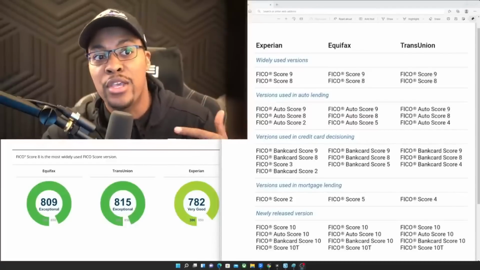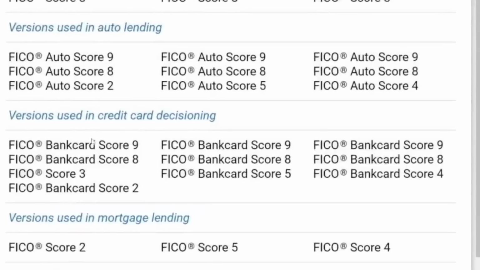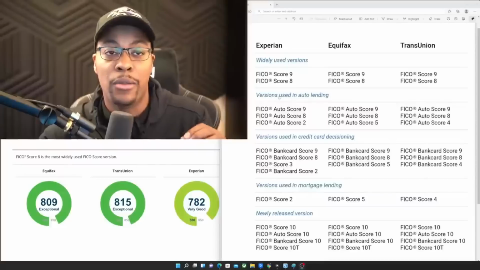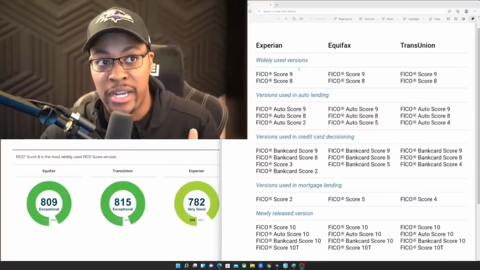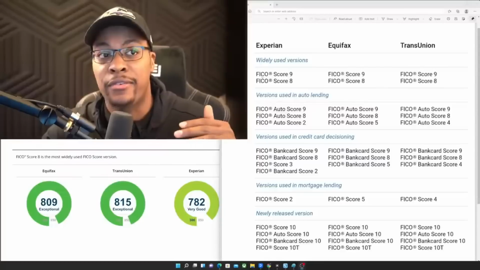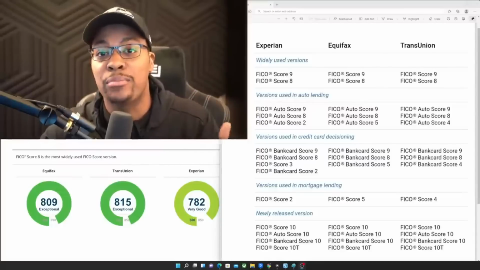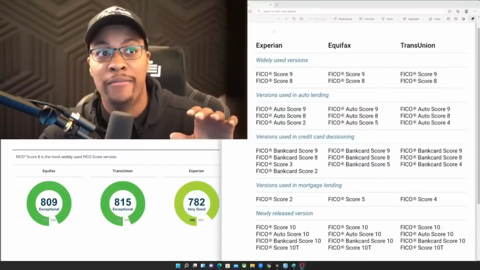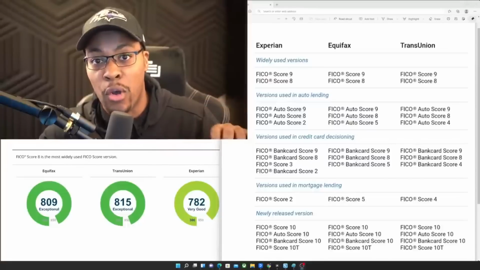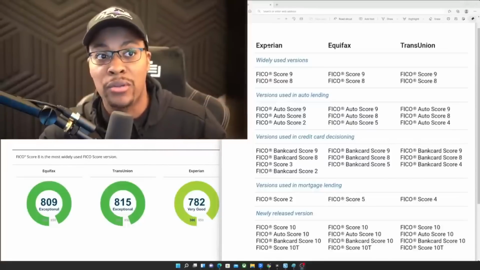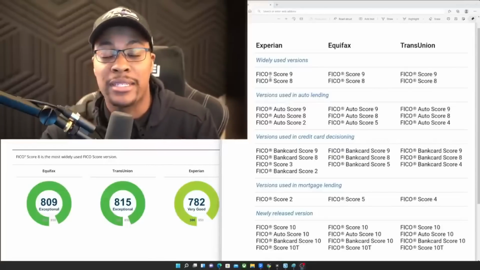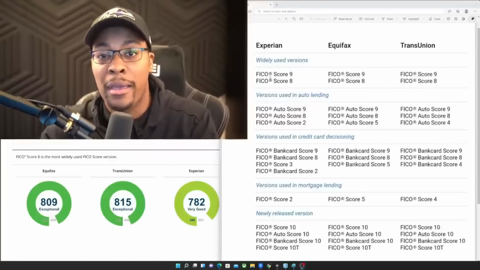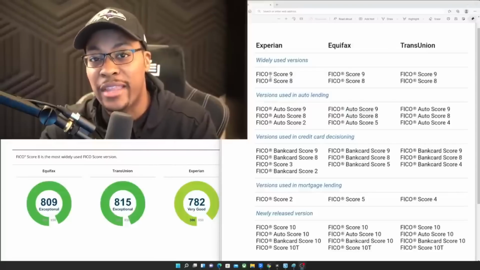But you also have credit card decisioning as well. So you have your bank card scores, and you also have your auto lending scores. Now, think of the credit bureaus as the raw data, the raw information. And one way to think of these different FICO scores is like a recipe or formula, right? So you have the credit bureaus feeding the raw information into these scoring models. And then each of these scoring models is essentially an algorithm that's coming up with a credit score based on the different inputs into that scoring model.